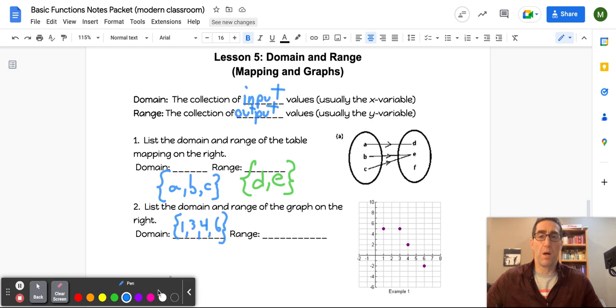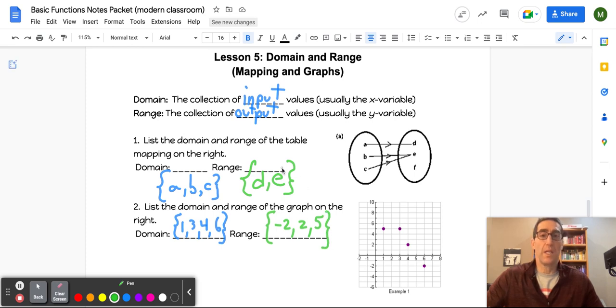Our range, meanwhile, is going to be the Y values. So following this point across, it touches at -2. Following this across, it comes to 2. And both of these touch at 5. So our range is going to have three numbers: -2, 2, and 5. And that's it.